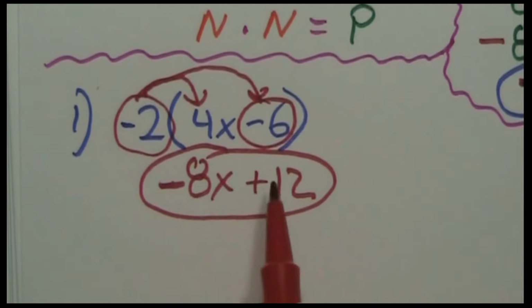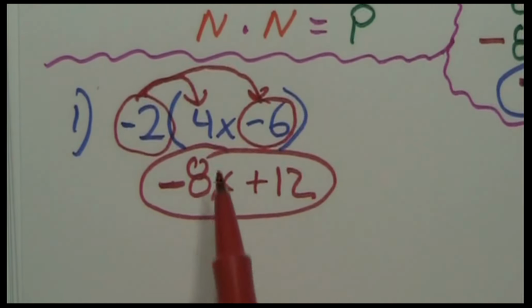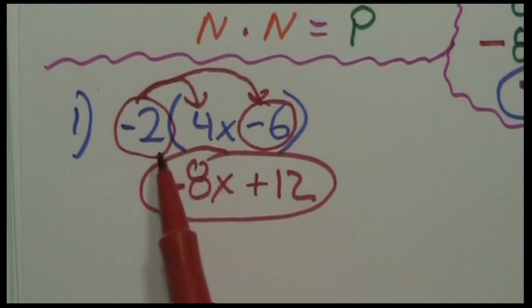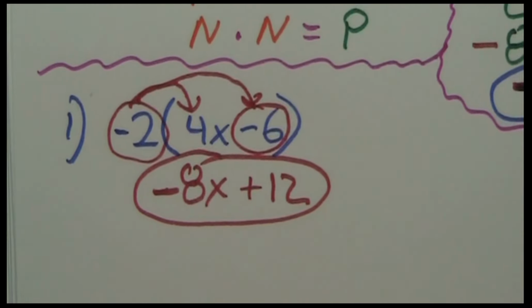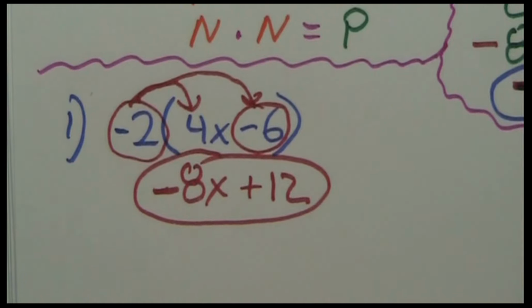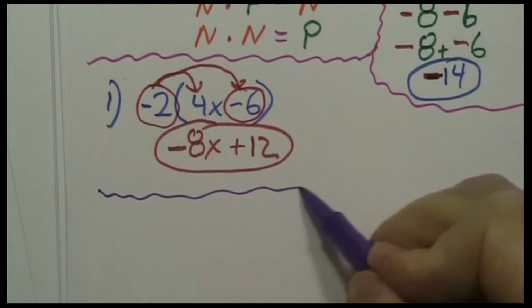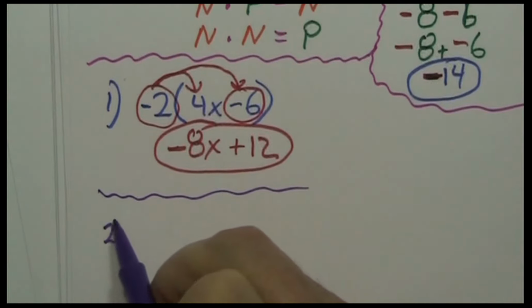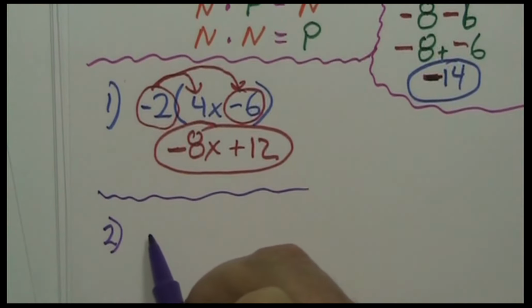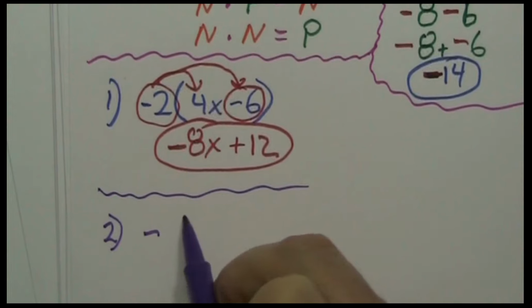And that's all you can do, because these are not like terms. You cannot add these together. We multiplied them. All we did is just repeat ourselves, but you cannot add them together. Okay, this one's a little bit different.